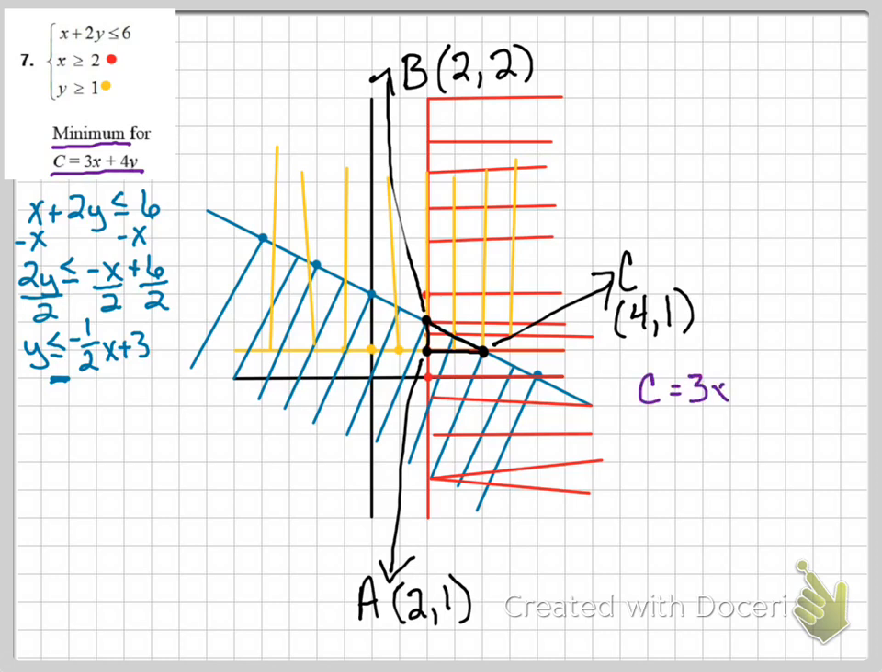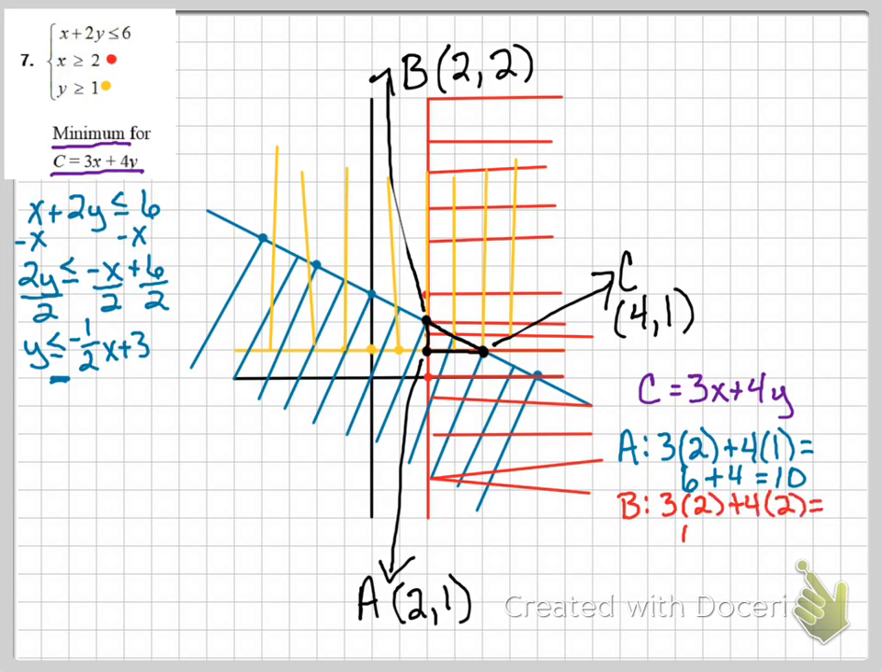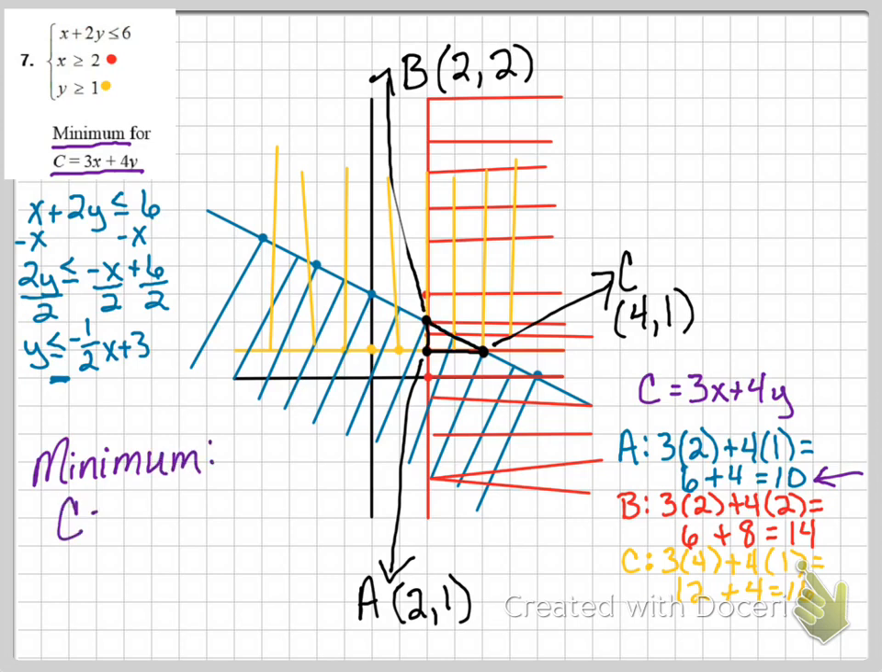Okay, I'm looking for my minimum at C is equal to 3x plus 4y. Point A at 2, 1 gives me a cost of 10. Point B at 2, 2 gives me a cost of 14. And point C at 4, 1 gives me a cost of 16. So my minimum is cost is equal to 10 at 2, 1, which is point A.